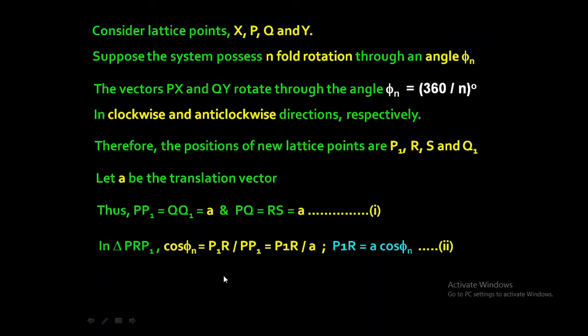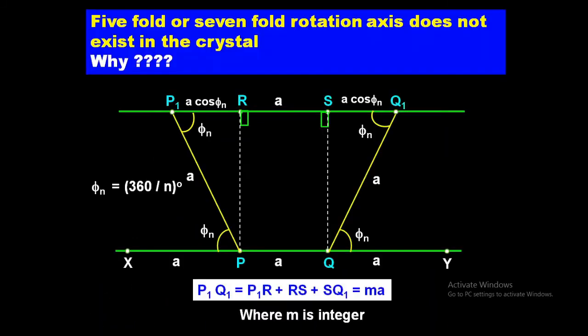So with the help of these we can find out P1R is nothing but A cos phi n. This is equation number 2. Similarly, in another right angle triangle, which right angle triangle am I talking about? This right angle triangle Q1SQ. In this also we can find cos phi n. Cos phi n is the adjacent side Q1S over the hypotenuse QQ1.